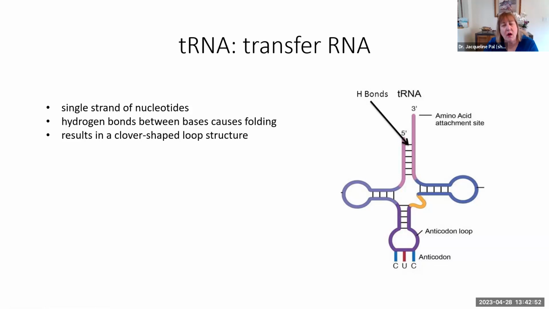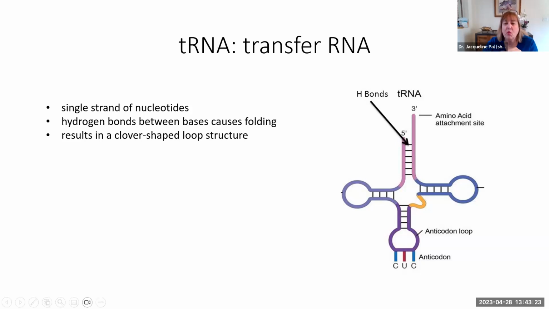Remember, codons are only on messenger RNA, so this anticodon is on transfer RNA. And so this anticodon is going to bind to a codon. So what do you think CUC will bind to? Well, C is complementary to G, and U is complementary to A. So this anticodon CUC is looking for a codon that is GAG.